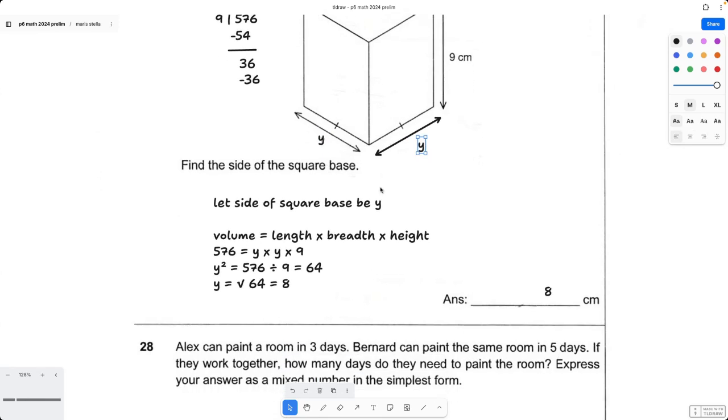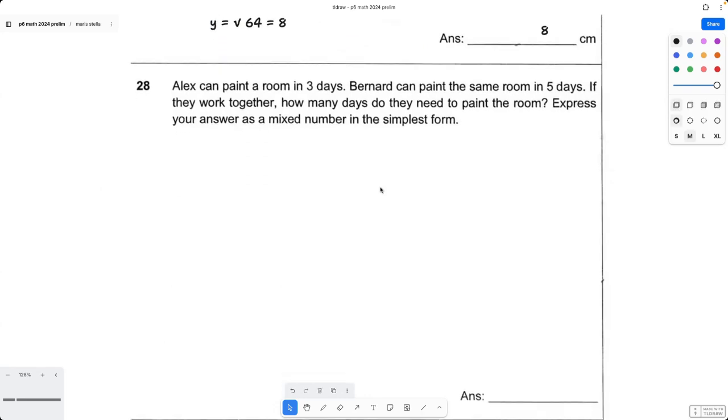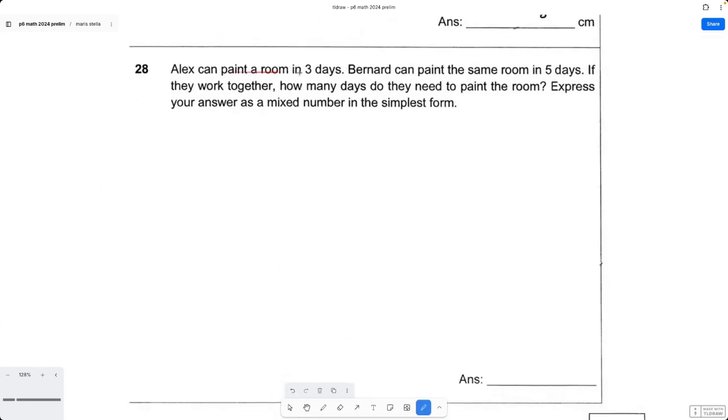Okay, and then last, no, not last, question 28. Alex can paint a room in 3 days. Bernard can paint the same room in 5 days. If they work together, how many days do they need to paint the room? Express your answer as a mixed number in the simplest form.